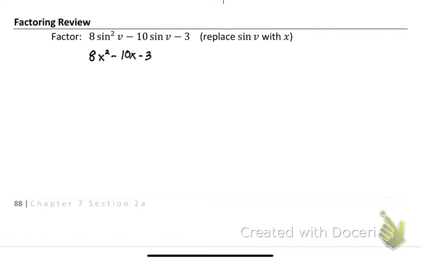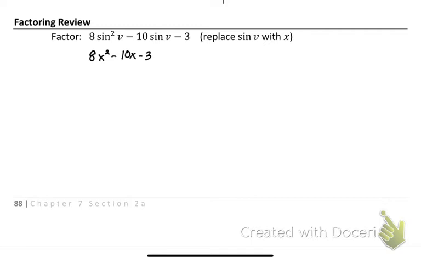So here's where we need to have a method. I do not care how you factor these. If you don't like the method I use, like a snowflake method or whatever method you use, use it. If you have no method, then probably pay attention to what I'm about to do. I'm going to use factor by grouping. It's the only way I've ever taught it. It's the only way that I do it.